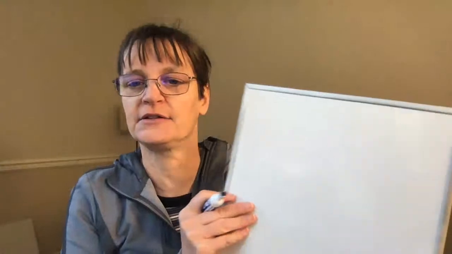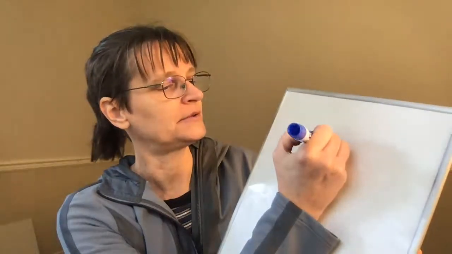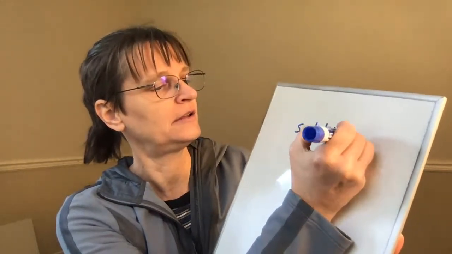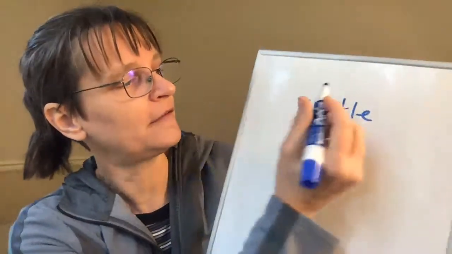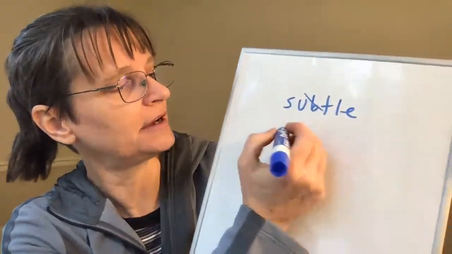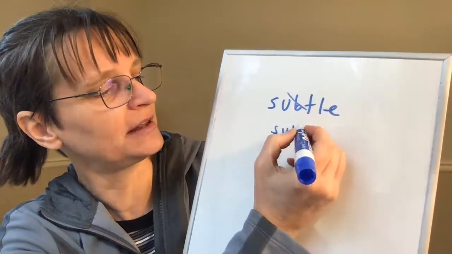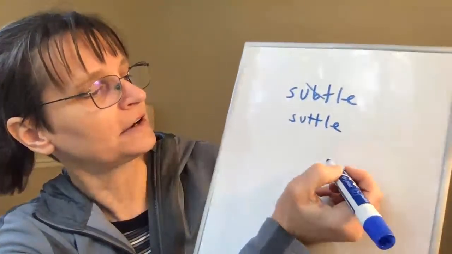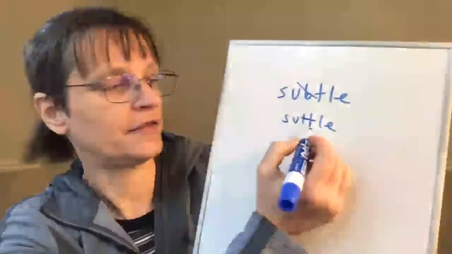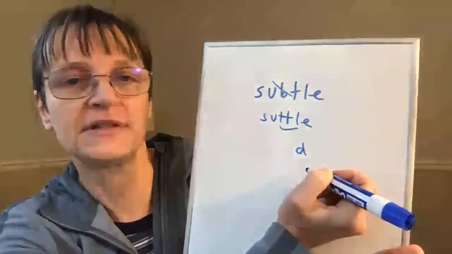We have a request for the words subtle and subtly. So subtle, first of all. The B doesn't make any sound, so it would make more sense to spell it like this, subtle. This T is a flap. It sounds more like a D.